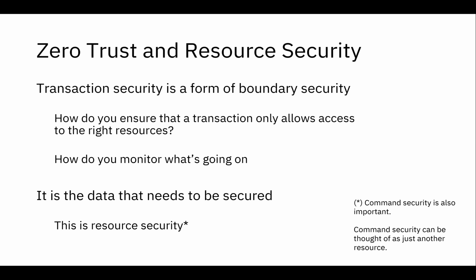Zero trust really emphasizes that it's the data that is the important thing. So all you're doing with transaction security is allowing somebody or not allowing somebody to run a process. You're not actually securing the data. If you have 2 transactions, one of which you're not very careful with on a system, and one that you are careful with, the one you're less careful with could be accessing any data that is on that region, unless you secure the data by resource security.